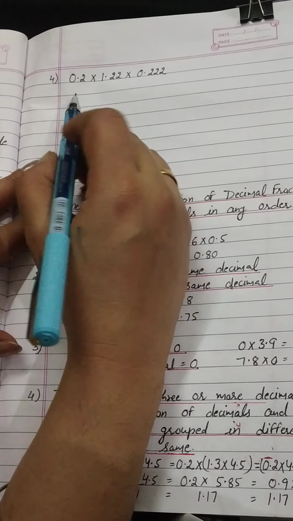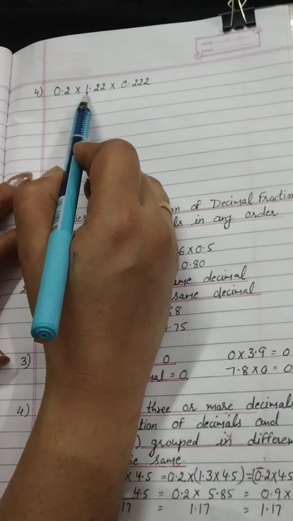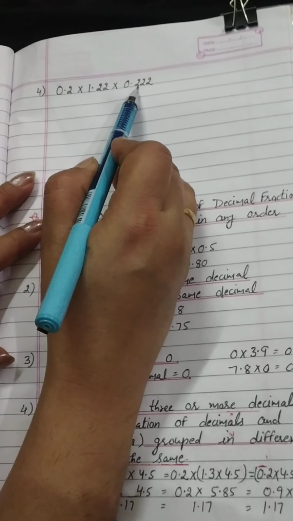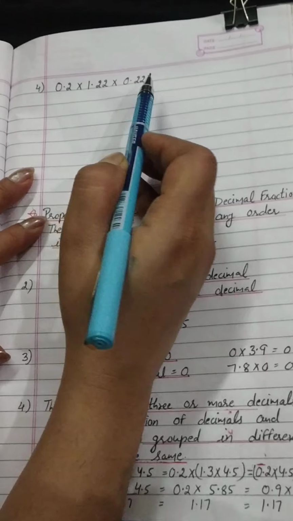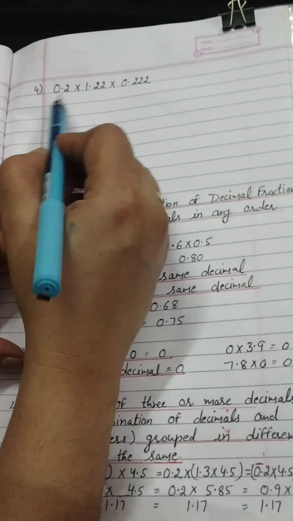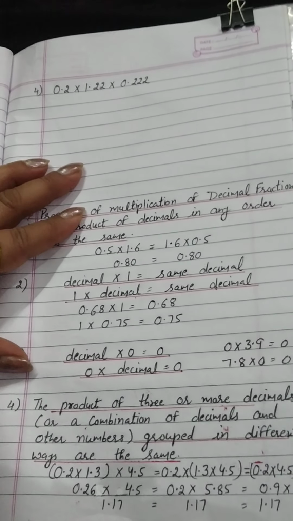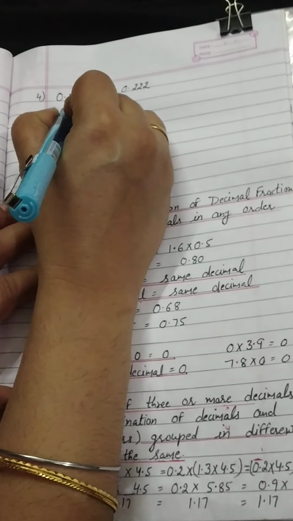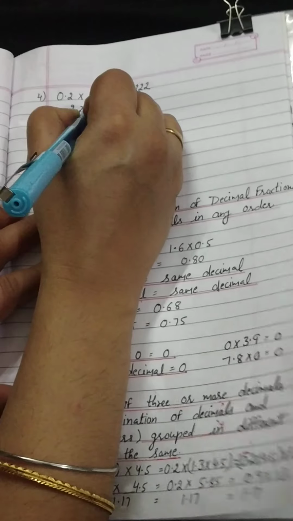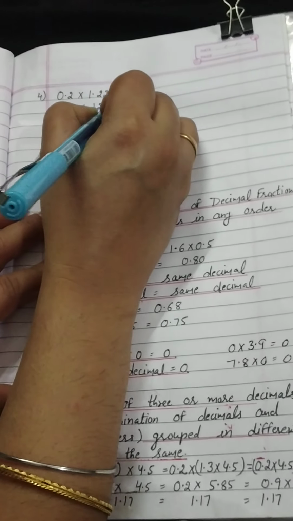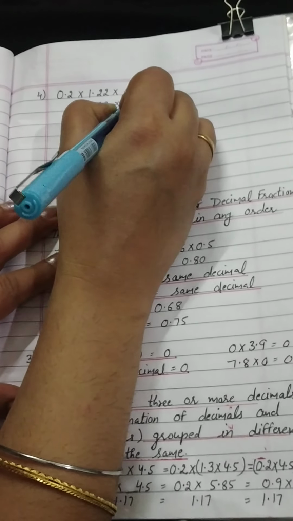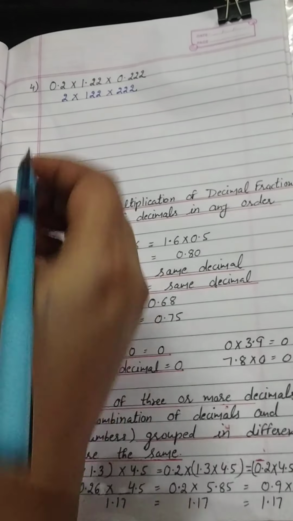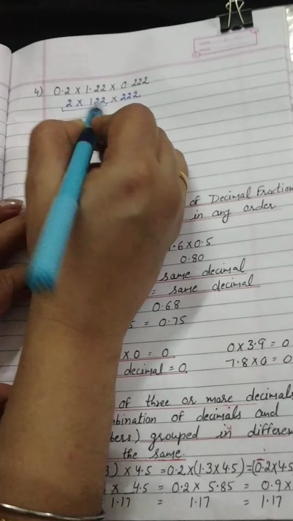Here you have seen 0.2 multiplied by 1.22 multiplied by 0.222. Now here you have been given 3 decimals. Now how to do this sum? Firstly, we will write them as whole numbers. So we will write 2 multiplied by 122 multiplied by 222. Okay. Now what to do? Firstly, we will multiply the first 2 numbers.